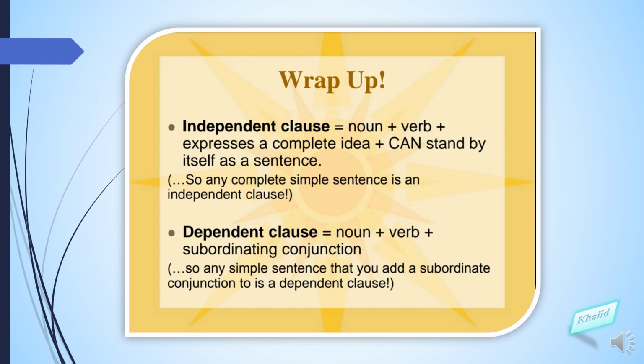Dependent clauses always start with a subordinate conjunction. Here is the formula: noun plus verb plus subordinate conjunction and the rest of the clause. So any simple sentence that you add a subordinate conjunction to is a dependent clause. This is simple.